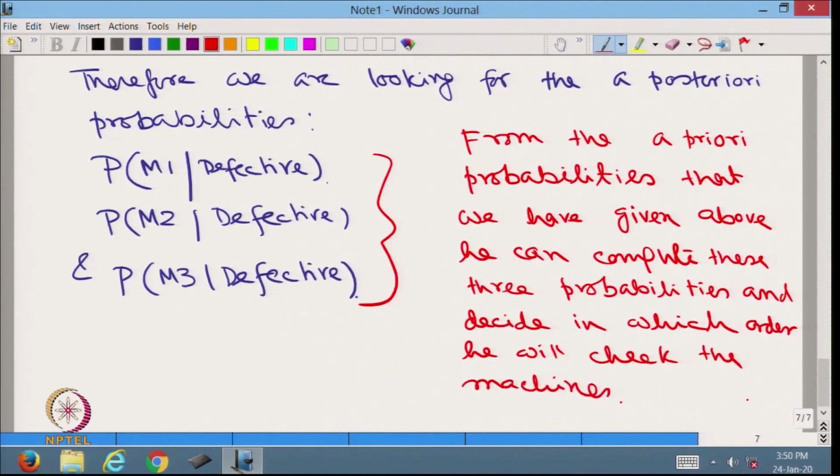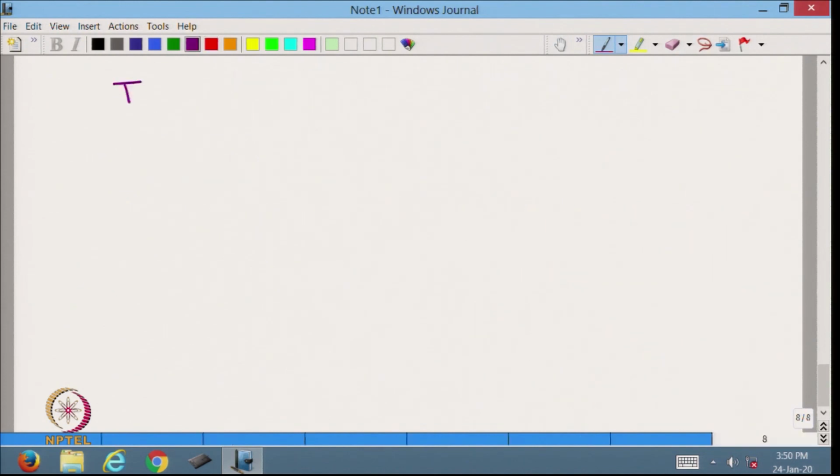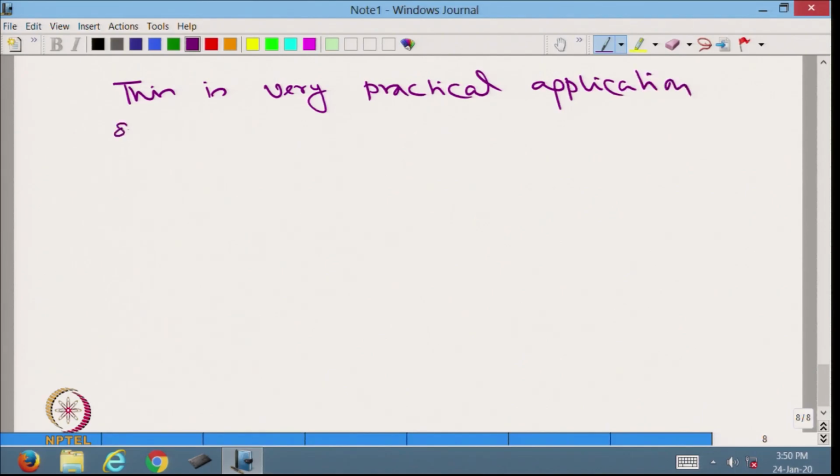So, I hope you understood. This is a very practical application of Bayes' theorem.